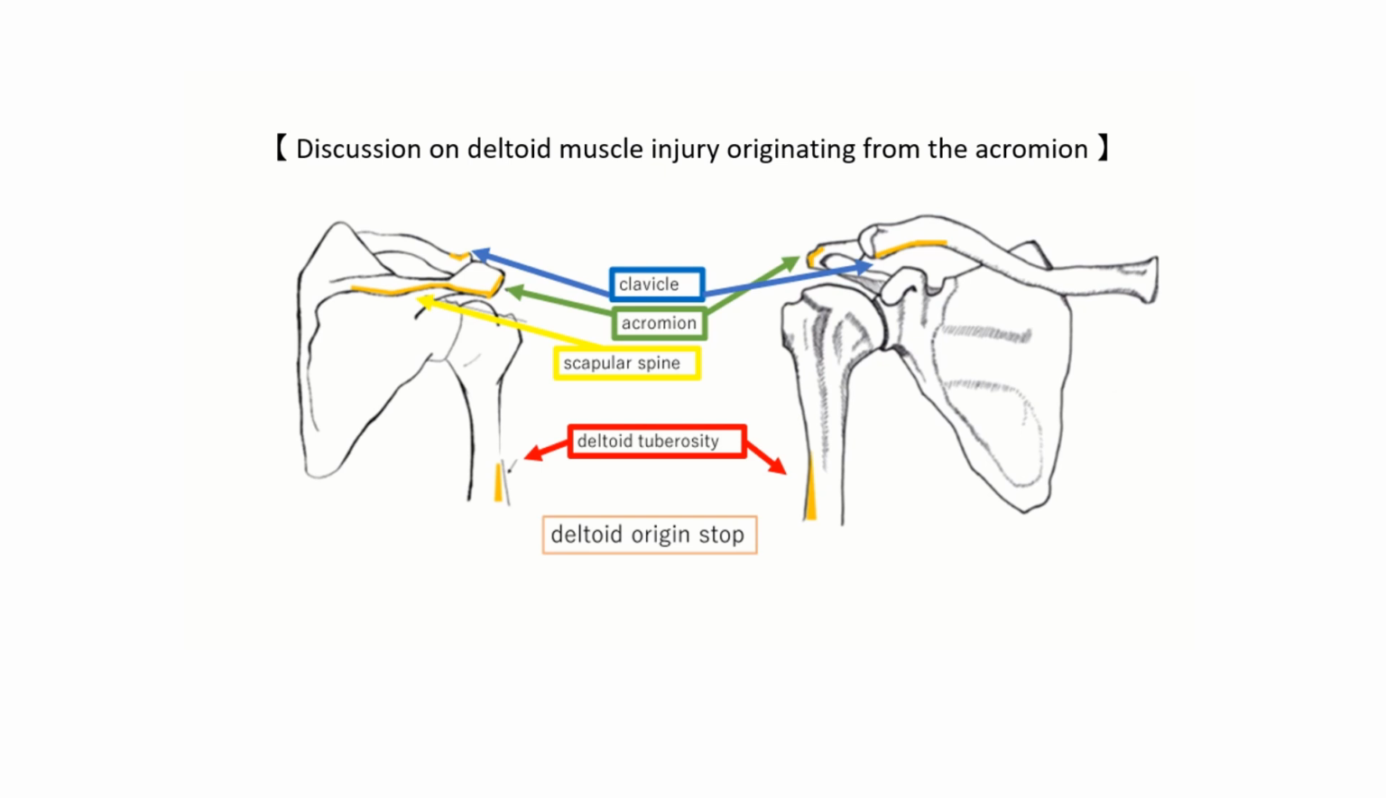Discussion on deltoid muscle injury originating from the acromion. I believe that most of the pain in the outer middle part of the upper arm is caused by acromion injury, which is the insertion point of the deltoid muscle. It is thought that the pain occurred in the entire deltoid muscle due to damage to a part of the deltoid muscle.